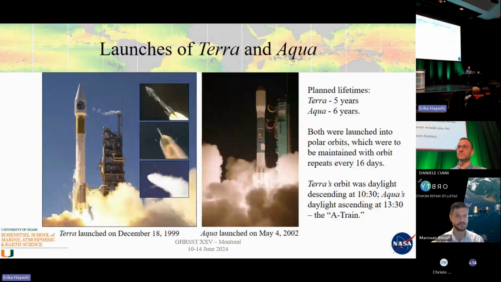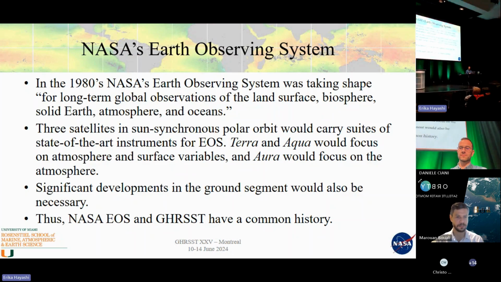Going back further in time to the 1980s, NASA was developing the idea of the Earth Observing System, which was going to consist of many satellites, including 3 that would be put into sun-synchronous polar orbits. These became known as Terra, Aqua, and Aura. Terra and Aqua were focusing mostly on the oceans and the land and the atmosphere. Aura was mostly just atmosphere.